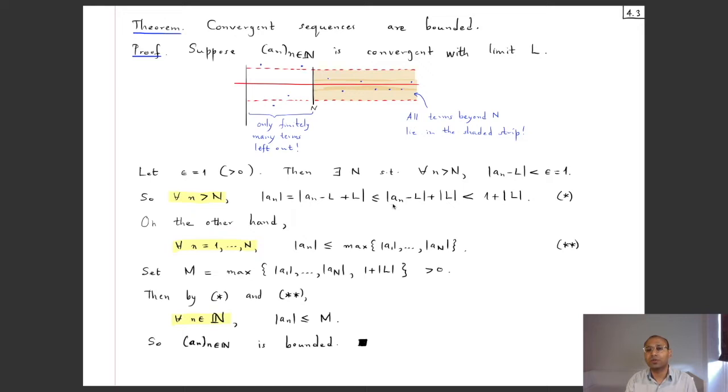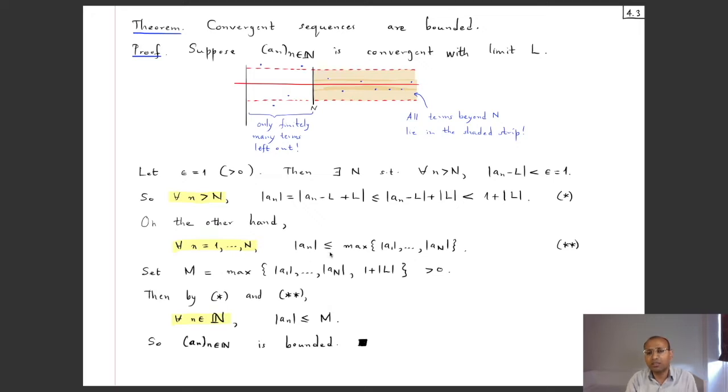So it's less than or equal to the mod of An minus L plus the mod of L, but mod An minus L is less than 1 because little n is bigger than capital N, and this is just the same. So I have got a bound, namely 1 plus mod L, for A capital N plus 1, A capital N plus 2, A capital N plus 3, and all of those. Okay. So what's left out? Well, just An, mod of An for n equal to 1 to N.